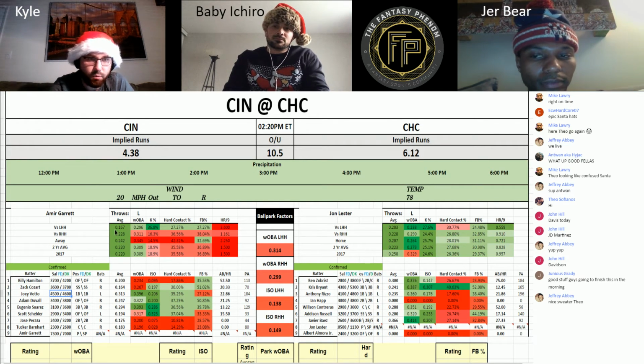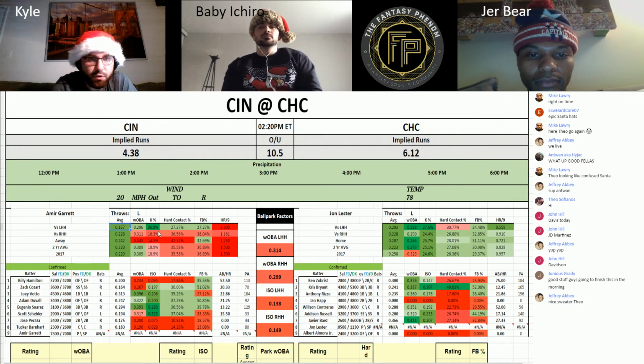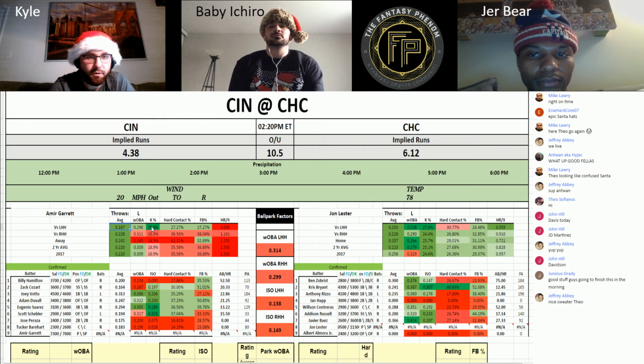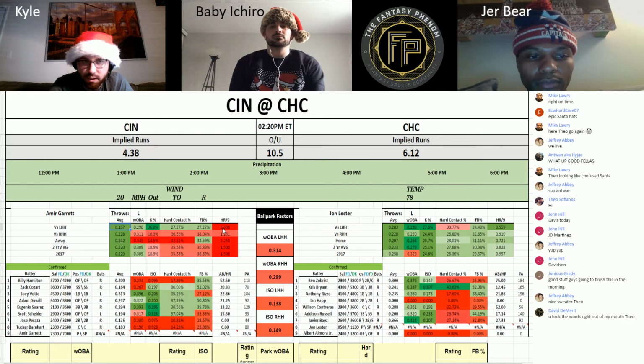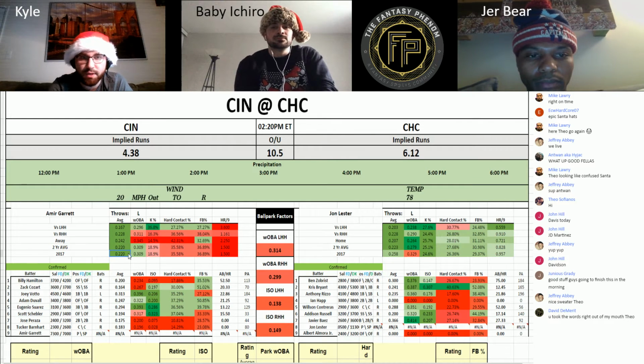Another thing with the game sheets is the pitcher tab, right? These are running 2-year stats. So versus left-handed hitters, this is what Amir Garrett has done in the last 2 years. Obviously, that's only this year for him. Then versus right-handers, away because he's on the road, and the 2-year average overall and 2017 overall.